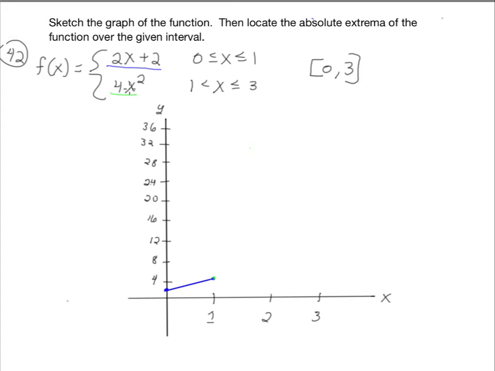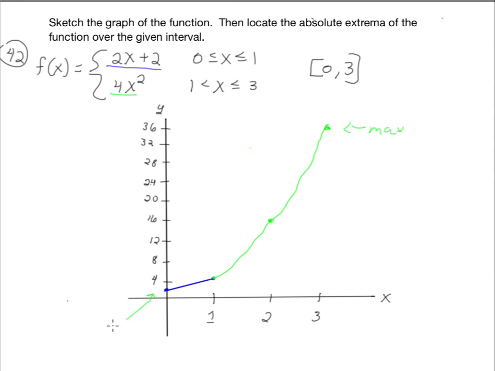So at 1, I plug it into that equation, I get 4, so I have an open circle at (1, 4). Plugging 2 in, I get 16. Plugging 3 in, I get 36. Connecting those 3 dots in my parabola curve. And these two put together is my function f of x.